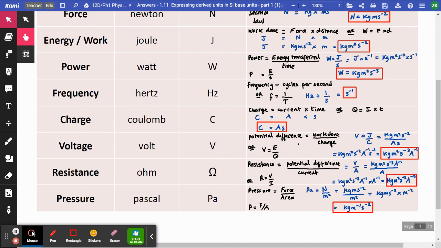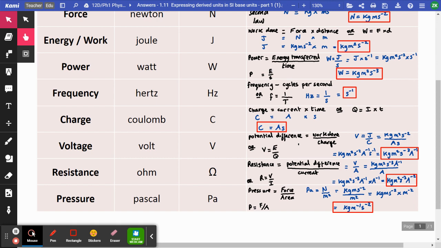So we're going to look at charge, and we know charge is measured in coulombs and the unit is capital C. We know that charge is equal to current multiplied by time. So we know charge is measured in coulombs, so we put capital C here for coulombs. We know current is measured in amps, and we know that time is measured in seconds.